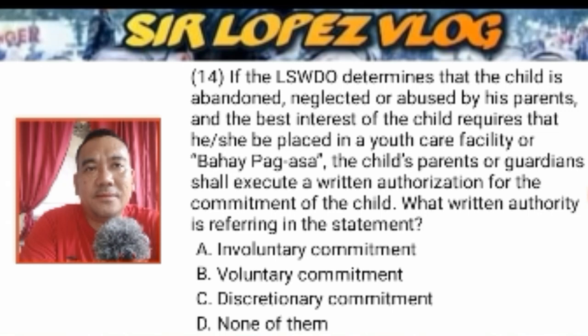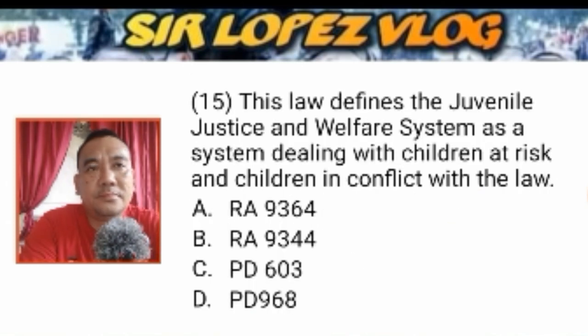Next, number 15. This law defines the juvenile justice and welfare system as a system dealing with children at risk and children in conflict with the law. Letter A, RA 9364. Letter B, RA 9344. Letter C, PD 603. Or letter D, PD 968.